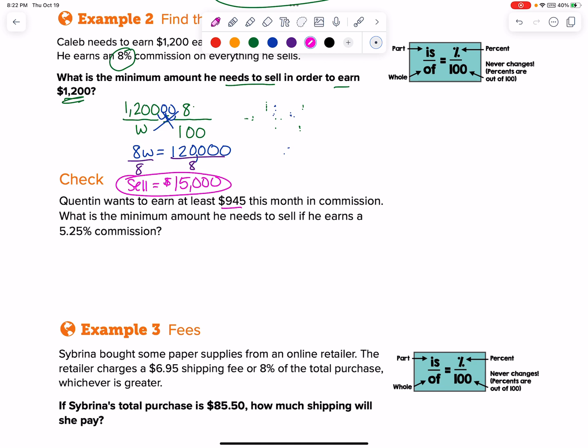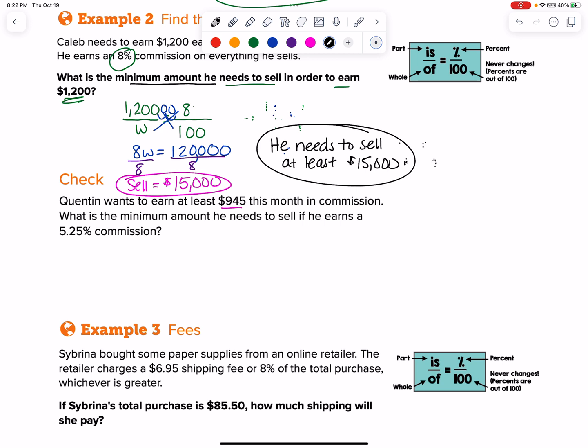Okay. And actually, I want to go back to that other one and answer that a little bit better, because it says what's the minimum amount he needs to sell. So we want to be a little bit specific with this. He needs to sell at least, or you could say at minimum, $15,000. So that's really the best answer. So we want to be careful and make sure we're doing that for assignments and tests and things like that.